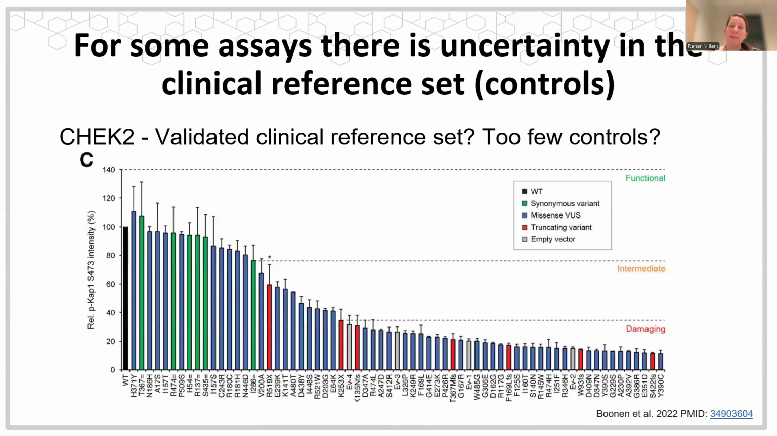In some assays, there's uncertainty in the clinical reference set. So if there are insufficient pathogenic or benign variants to calculate the likelihood ratio, too few controls in other words, then you really want to consider whether or not you can apply evidence in this case, or if you want to apply evidence at a lower evidence strength.